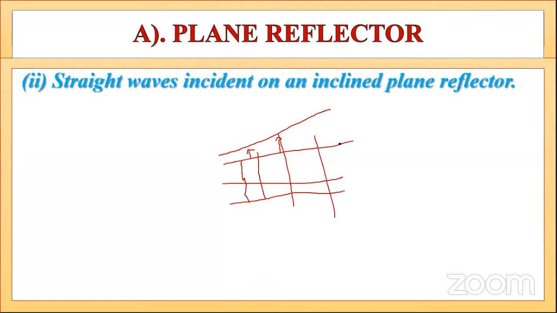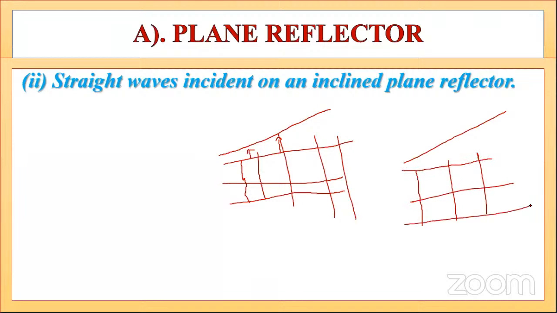The vertical wave will be reflected. Now, if I incident a vertical wave onto this, a horizontal wave will be reflected. So you have to note that when the plane reflector is inclined, when you incident a horizontal wave, it will produce a vertical wave. And when you incident a vertical wave, it will produce a horizontal wave.